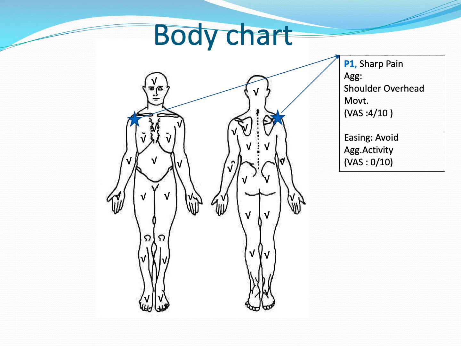So based on the body chart, what we can see is there is pain over the right shoulder, the patient having a sharp pain. The aggravating factor is shoulder overhead movement. The pain scale for the aggravating factor is 4 out of 10. The easing factor is avoiding any aggravating activity. Then the pain scale is 0.